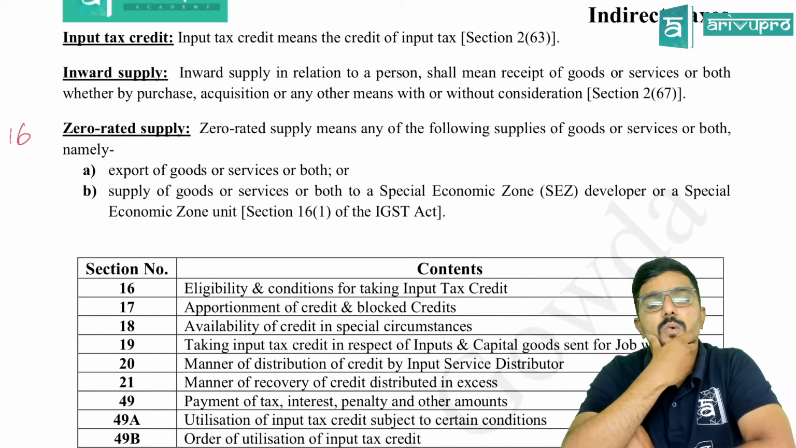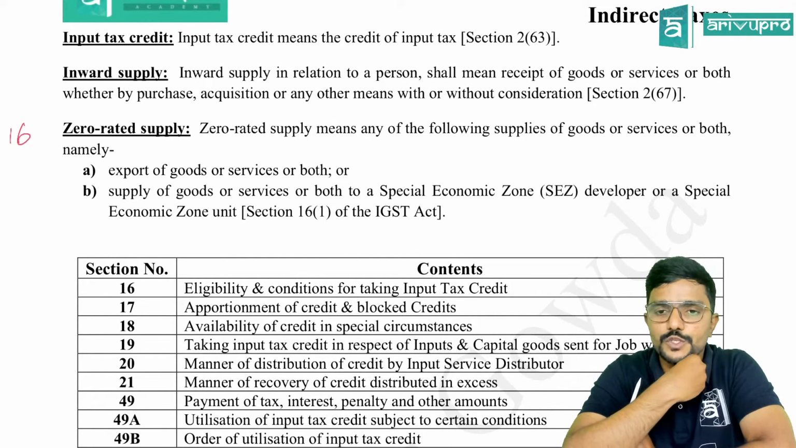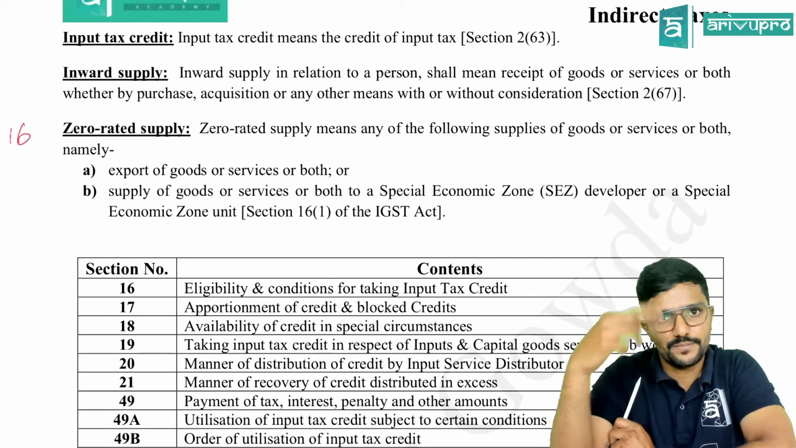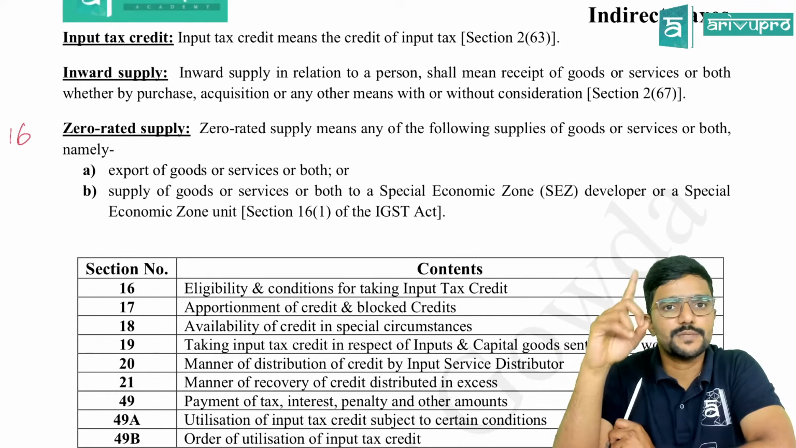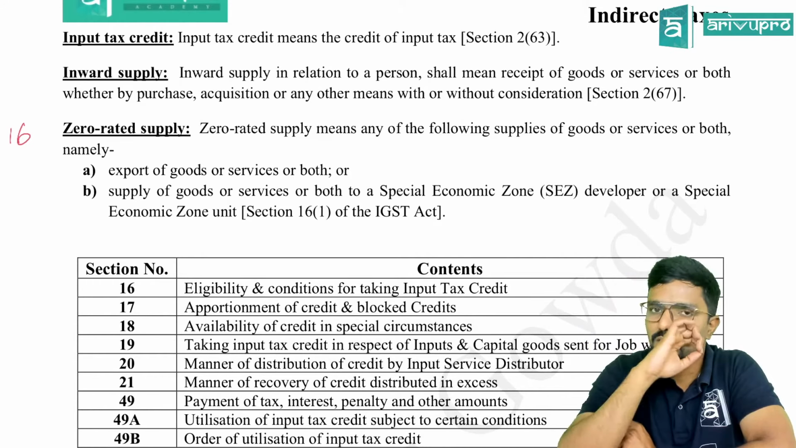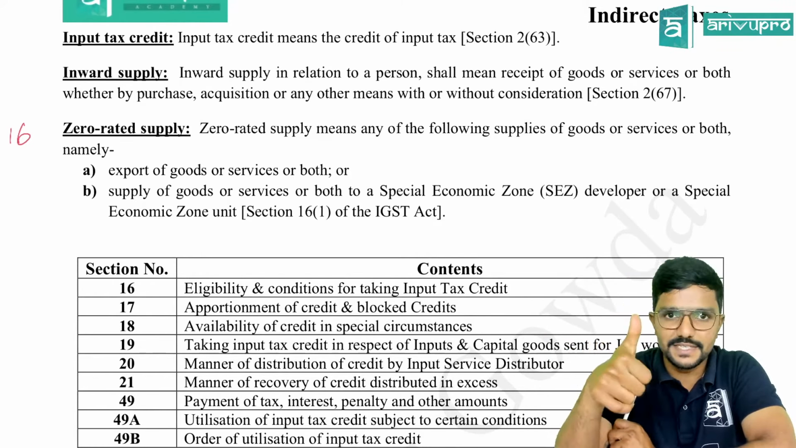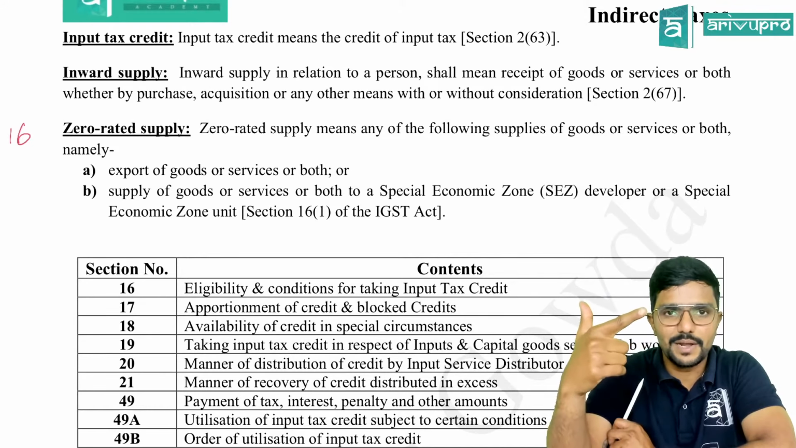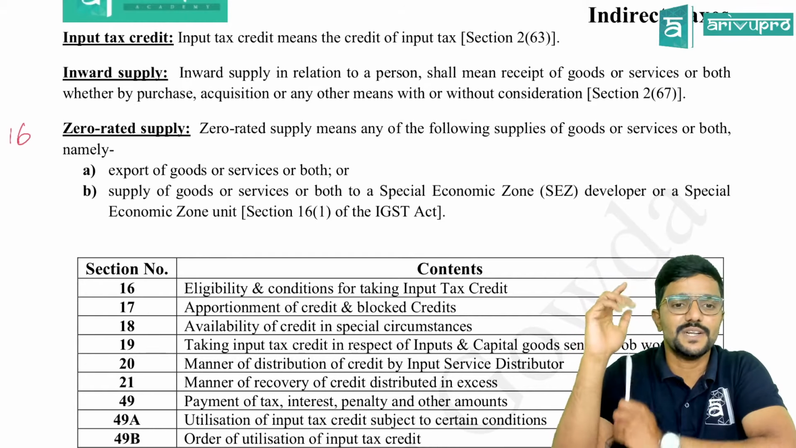So what is zero rated supply? Zero rated supply means any of the following supplies of goods or services or both, namely, it has two things. Exports of goods or services or both. Export of goods or services will always be zero rated under GST. Actually, it is an interstate taxable supply, but the rate is zero. The rate is zero rated.